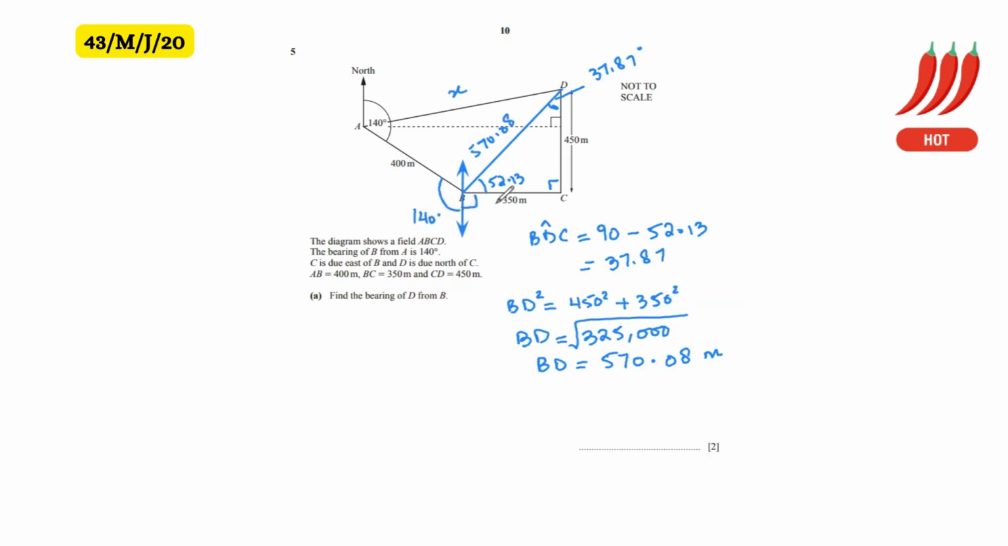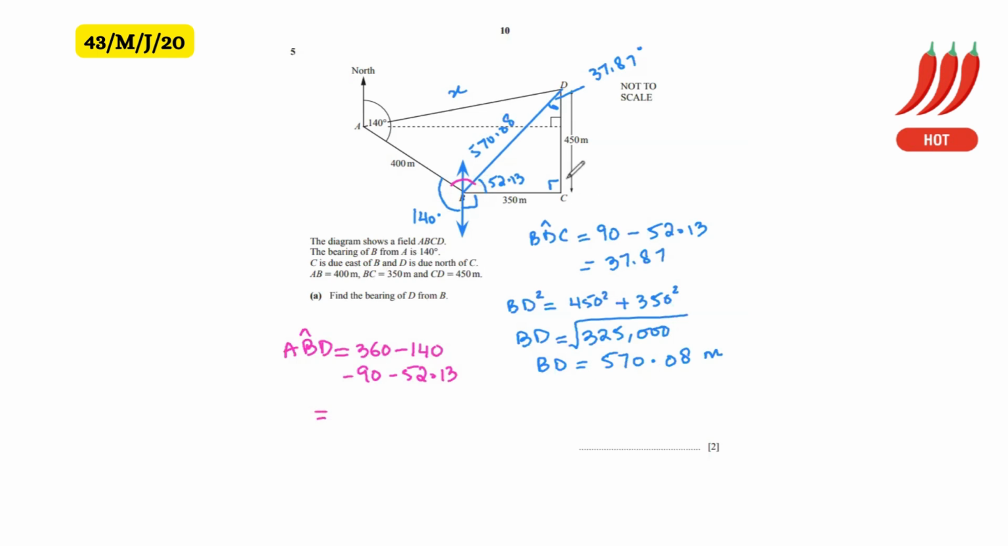This is a 90. So we can easily find this angle over here by subtracting all of these angles from 360. So angle ABD is going to be 360 minus 140 minus 90 minus 52.13. Now the reason why this angle is 140 is because both the norths are parallel, the north at A and the north at B. So in parallel lines, alternate angles are equal. This 140 is alternate to this angle. So this is why this is 140.